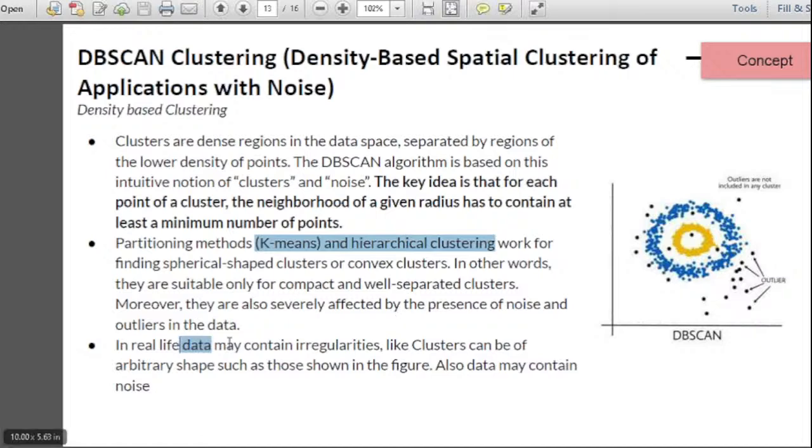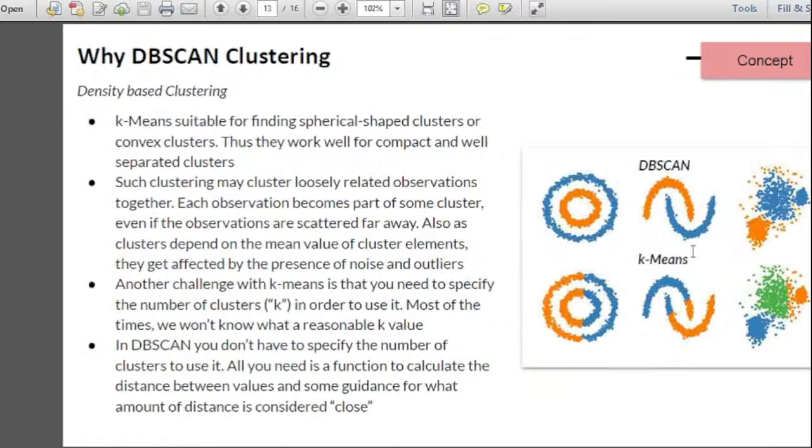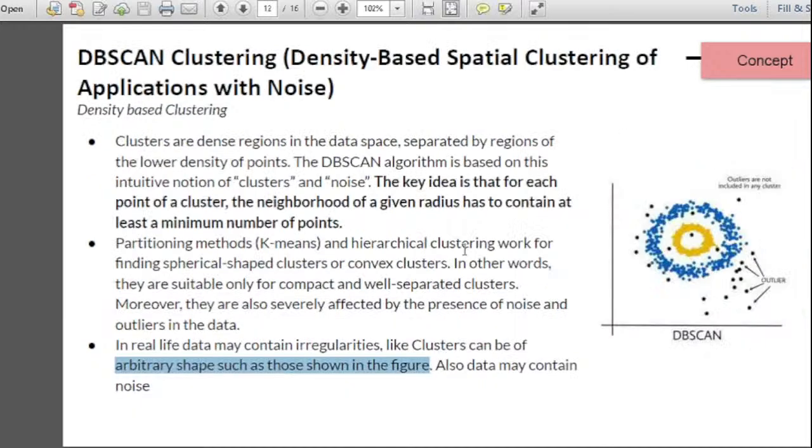In real life, data may contain irregularities, like clusters can be of arbitrary shapes as shown in the figure. So these are some arbitrary shapes; clusters can be of these shapes, right? Also, they may contain noise, as you can see, outliers and noise. I would not want to classify noise in one of the clusters, right? So if you know that your data is having noise or extreme values, you would prefer DBSCAN.